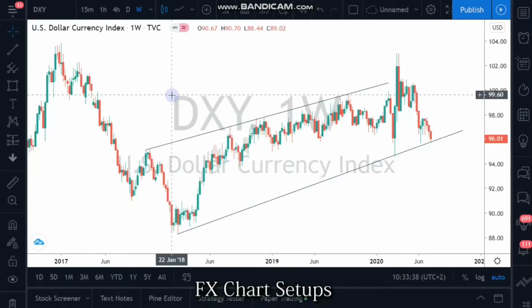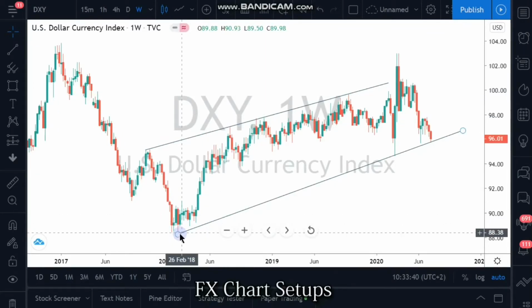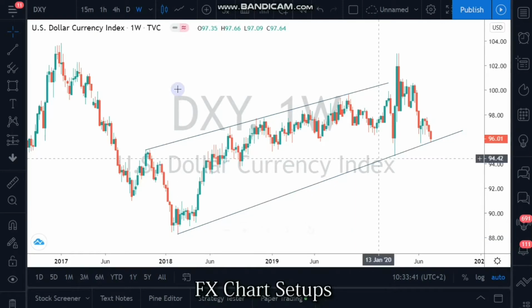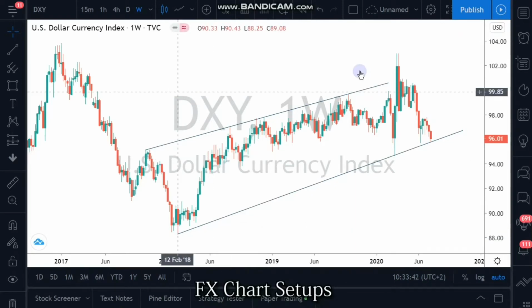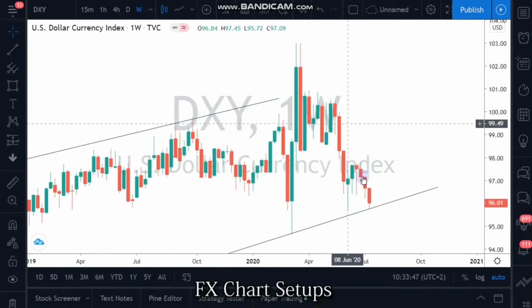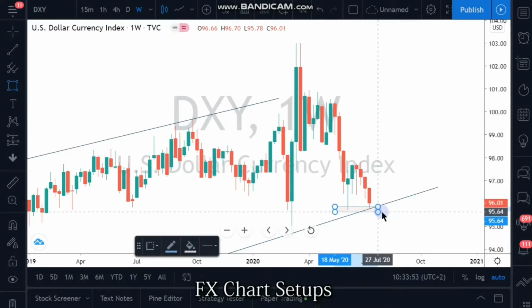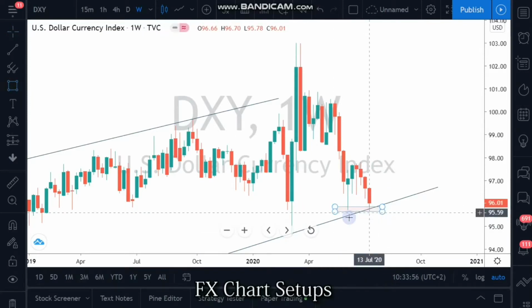So the first market that we're going to get into is the DXY, and from a weekly perspective we can see that the DXY is still trading within this ascending type pattern. Now going over to the most recent price action, we can see that we have one bottom right here, and we are in the zone to potentially create a double bottom type pattern.